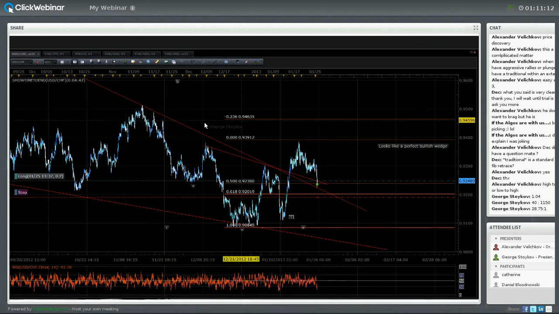So yes, the first target is going to be the 0946. I'm going to book one half of this long there. I'm not going to be making this one riskless probably. So the first target is, let's see, 360 pips higher from the entry. And then I'm going to offload one half there and so on.